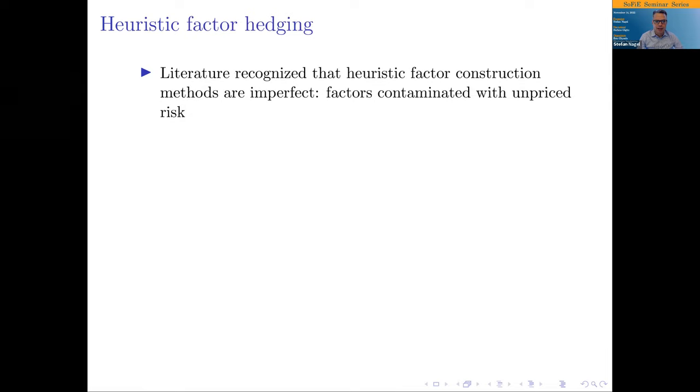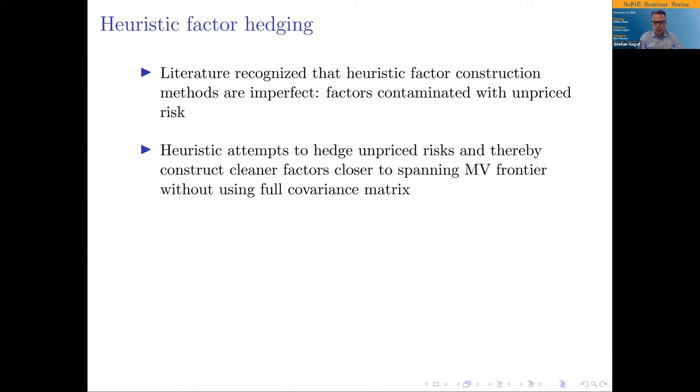Now, the literature has already recognized that these heuristic factor construction methods are not perfect, and that factors constructed with these methods are contaminated with unpriced risks. To fix this, there have been attempts to hedge these unpriced risks out of these factors, and then construct cleaner factors that are closer to spanning the mean variance frontier, without using the full covariance matrix, and without having to invert the full covariance matrix. One recent example is the Daniel, Mota, Rottke, and Santos paper.